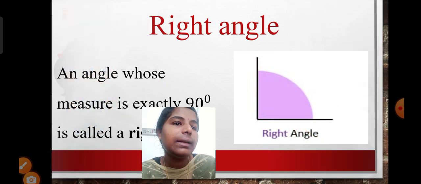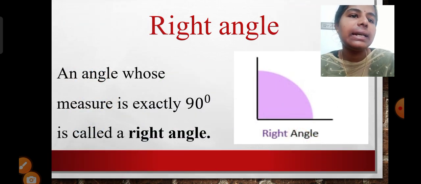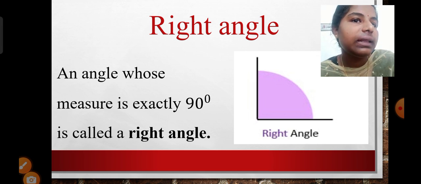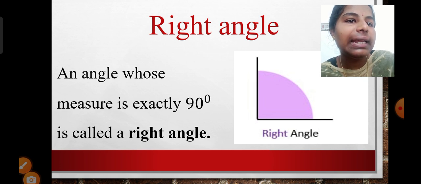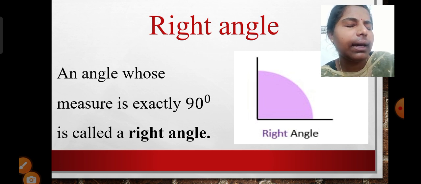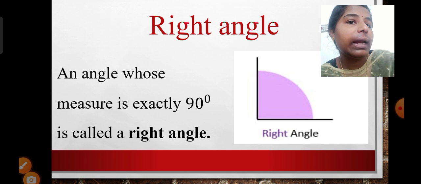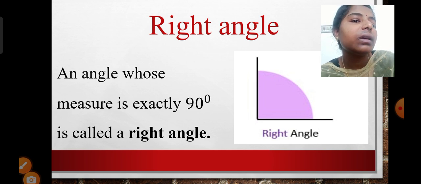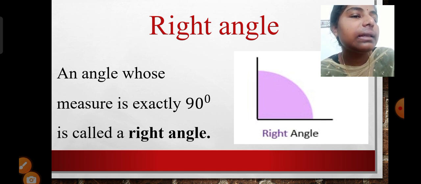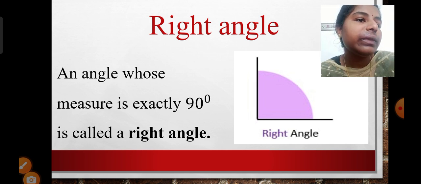Okay, then the right angle. For a right angle, two lines should be straight, exactly 90 degrees. See the definition: an angle whose measure is exactly 90 degrees is called a right angle. What is the meaning? Exactly, accurately, it should be 90 degrees. See the picture, it is a right angle.